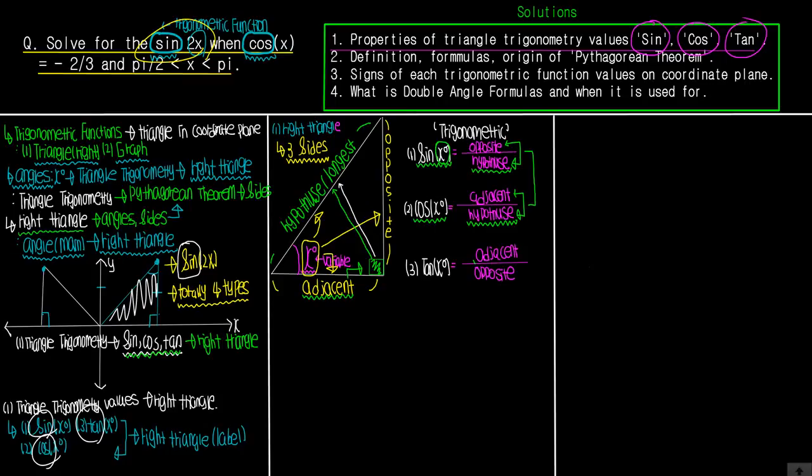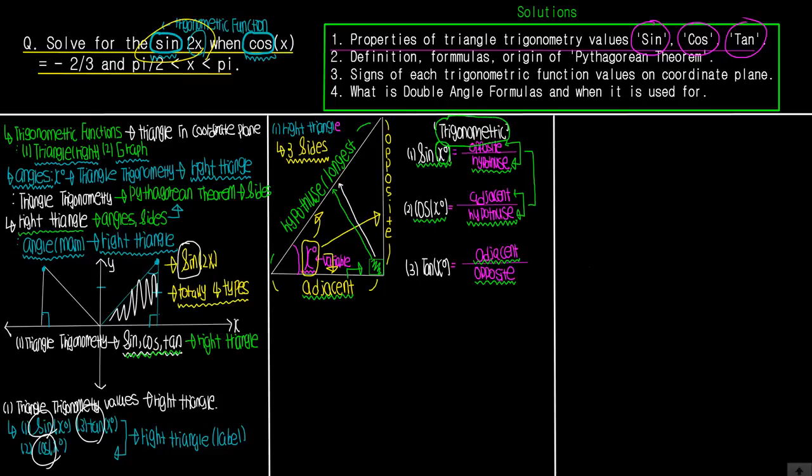In the numerator, it is going to be an adjacent side, and in the denominator, it is going to be an opposite side. This is what the tangent of x degrees is going to be. The tangent of x will be adjacent side over opposite side. This is what triangle trigonometry is going to be.